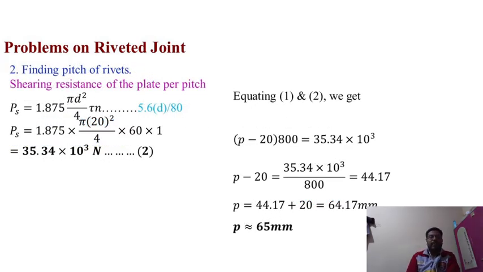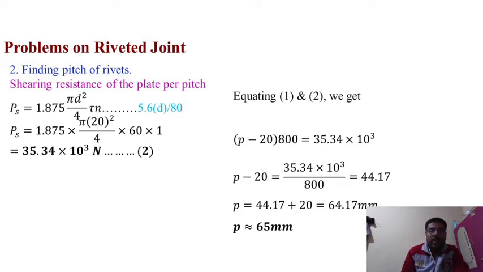Then finding the pitch of the rivets from the shear resistance of the plate per pitch. Find out the formula and substitute all the available data to find the shearing resistance. The shearing resistance formula is P_S is equal to 1.875 into pi by 4 d square into tau into n. The equation number is 5.6, page number 80, from the data handbook.